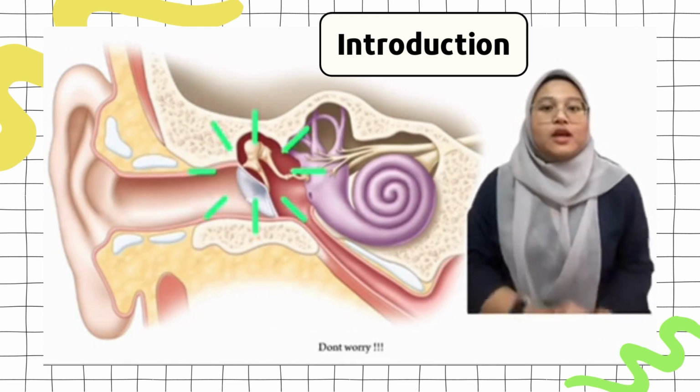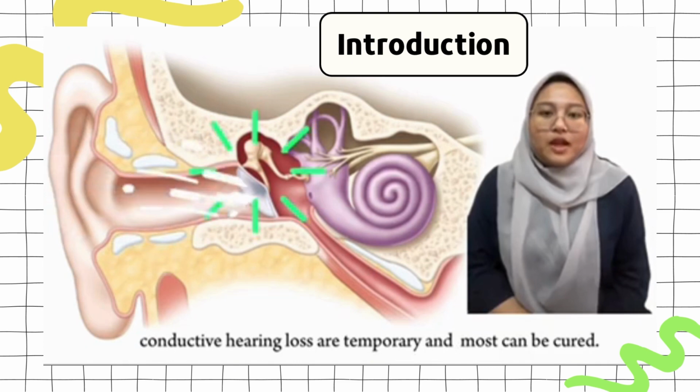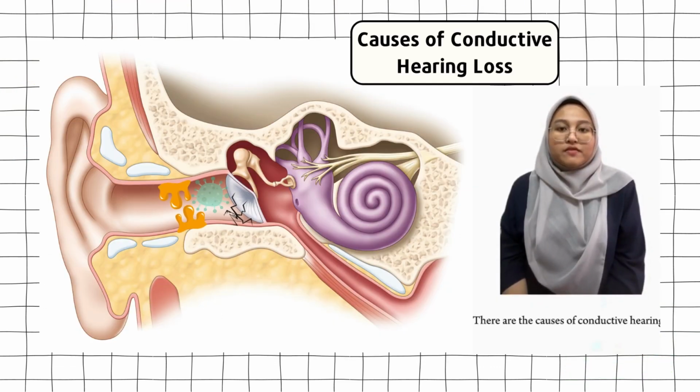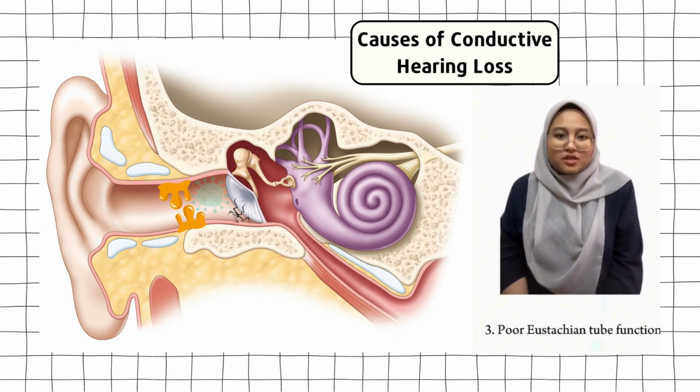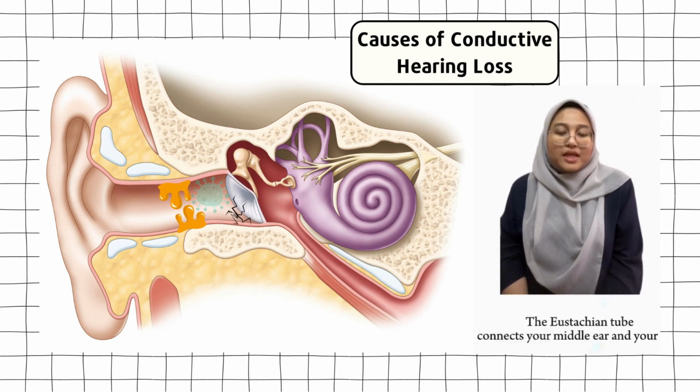And don't worry, conductive hearing losses are temporary and most can be cured. These are the causes of conductive hearing loss. First, fluid in your middle ear from colds or allergies. Number 2, ear infections or otitis media. Otitis is the term used to mean ear infection and media means middle. Number 3, poor eustachian tube function. The eustachian tube connects your middle ear and your nose.